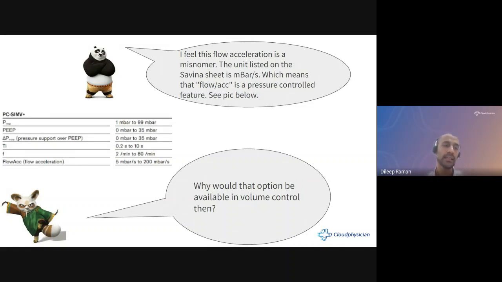In a sense, in volume control mode, the ventilator controls the flow. However, here on the label of the ventilator, it says VC. But if you go inside the manual, it's actually telling you that you are able to control the pressure or pressure time.